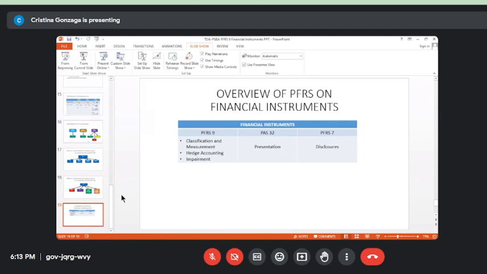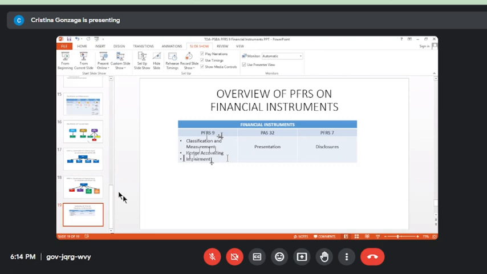Accounting for derivatives and accounting for special transactions, or your advanced accounting. You learned about hedge accounting, particularly interest rate swap contracts, option contracts, forward contracts, as well as futures contracts, especially involving foreign currency.